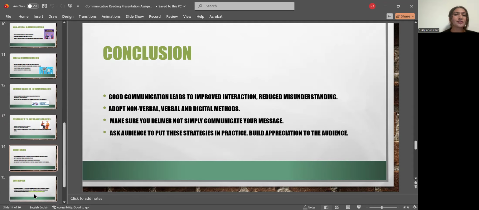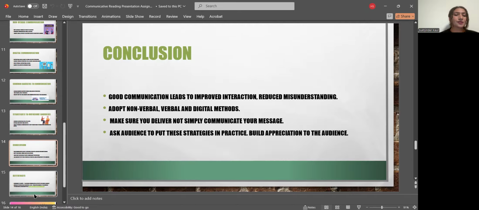So now I explain page number 14, conclusion. Good communication leads to improved interactions, reduced misunderstanding, adopt non-verbal, verbal, and digital methods. So make sure you are deliberate, not simply communicate your message. Ask the audience to put these strangers into practice, and express appreciation to the audience.